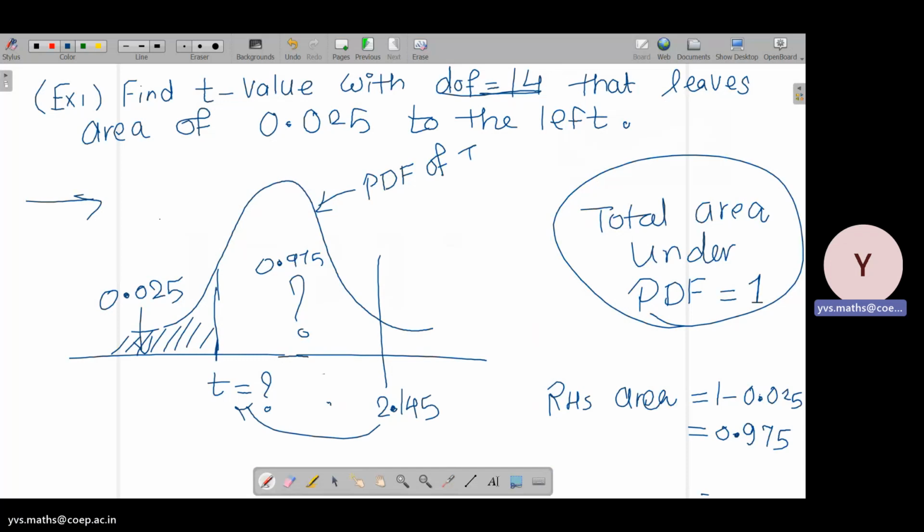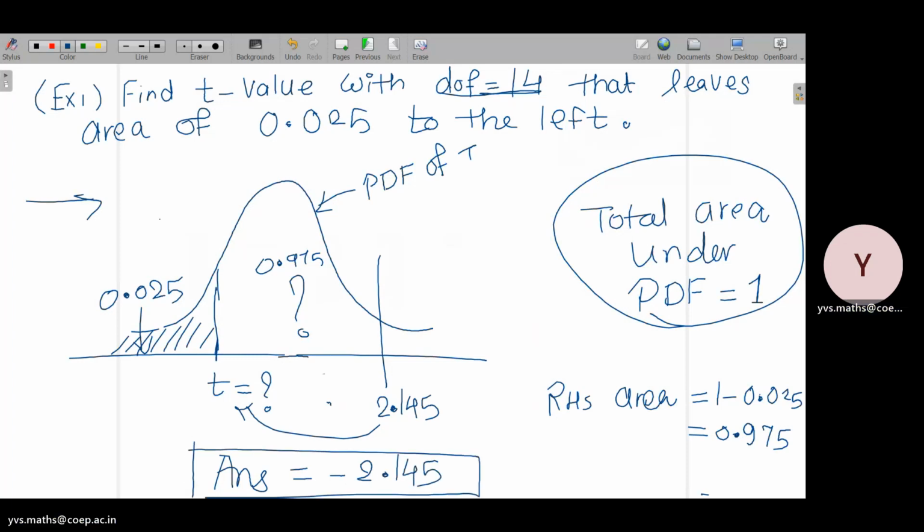So the answer to this question, what is that t value that leaves the area of 0.025 to the left? The answer is minus 2.145, which leaves 0.025 area to the left of it. So the answer is minus 2.145.